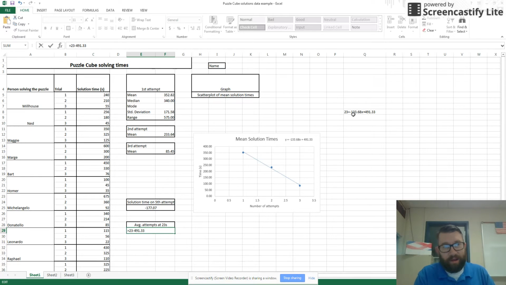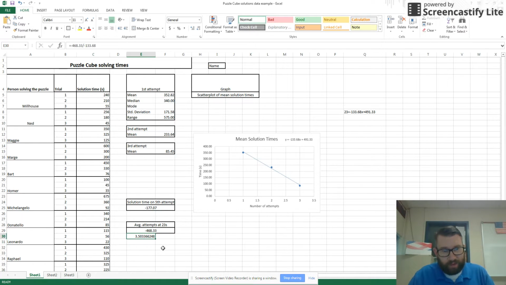So I can do that, and then what I'm going to do is I'm going to divide out 133.68 after I get my answer. So I get my answer of negative 468.33. So in my next blank, I can have Excel do math for me again. I hit equals, negative 468.33 divided by negative 133.68. And I hit enter.